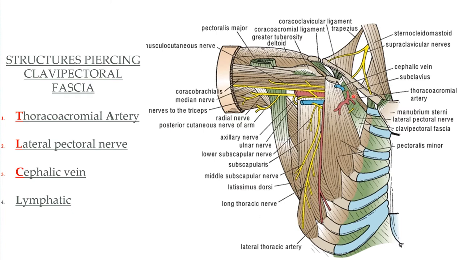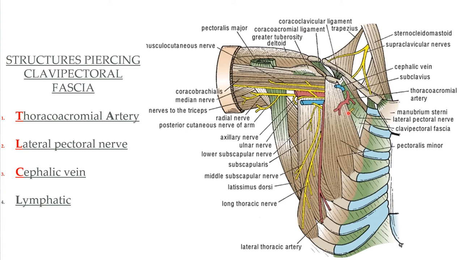This red color structure represents the thoracoacromial artery. You can see the pectoral branch of the thoracoacromial artery, after piercing the clavipectoral fascia, comes in superficial relation to the pectoralis minor muscle. The third structure is this yellow color structure, which is the lateral pectoral nerve.